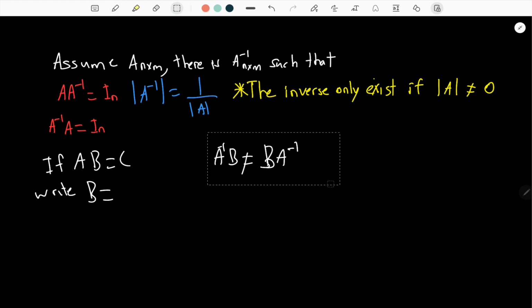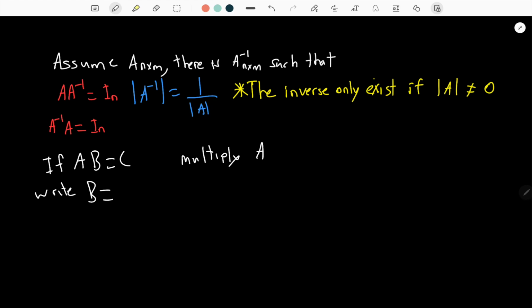So keeping that in mind, let's try to solve this example we have. If A times B is equal to C and we want to write B in terms of the others, we have to multiply A inverse from the left side. So multiply A inverse from the left. This left is very important. This will cancel out since it will be identity times B, and anything times identity is just itself. And here it will be A inverse times C. Just because we multiply from the left side, that's why the inverse of A is here.